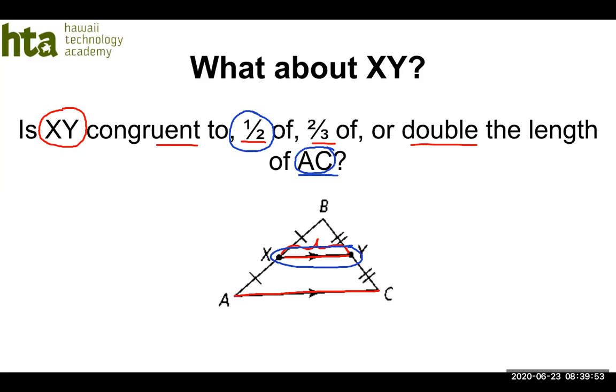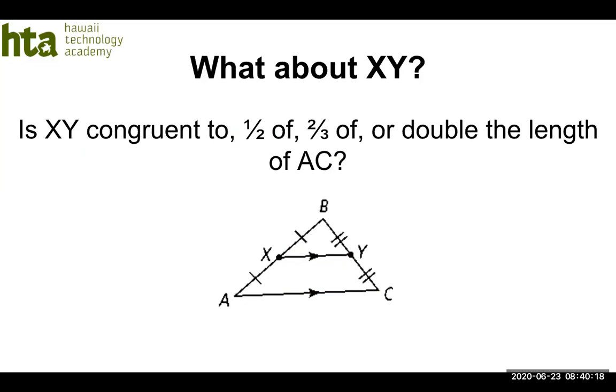Okay, so pay real close attention to what the question is asking. Which segment is it comparing to what? So if I fill in the blank, XY is blank to AC, XY is half the length of AC. Okay, if I said AC is blank to XY, I would say AC is double the length of XY. So you have to pay real close attention to what the question is asking. Okay, your first 4 questions on the test have to do with congruent, half, 2/3, and double. Make sure you guys pay attention to that.